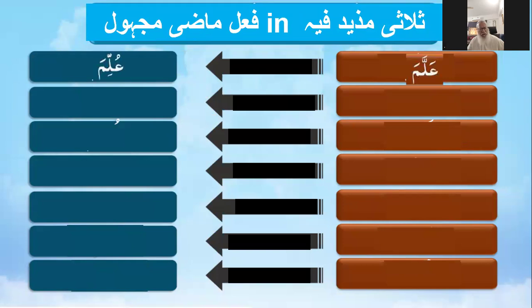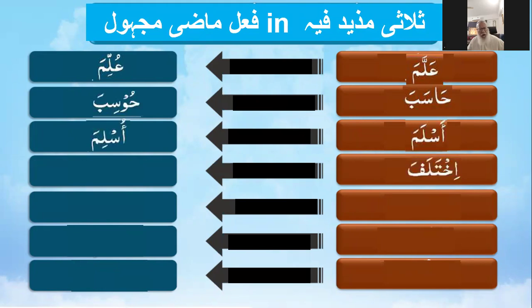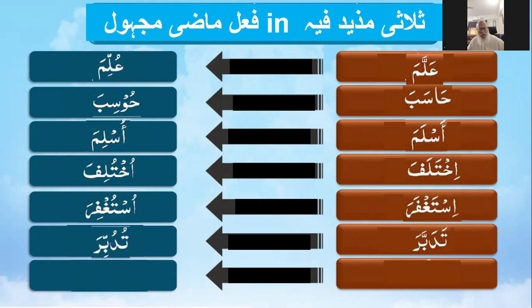Let's have examples. From allama, ulima. From hasaba, husiba. From aslama, uslima. From ikhtalafa, ukhtulifa. From istaghfara, ustughfira. From tadabbara, tudubbira. From inqalaba, unqaliba. This is the madi. What about the mudari?